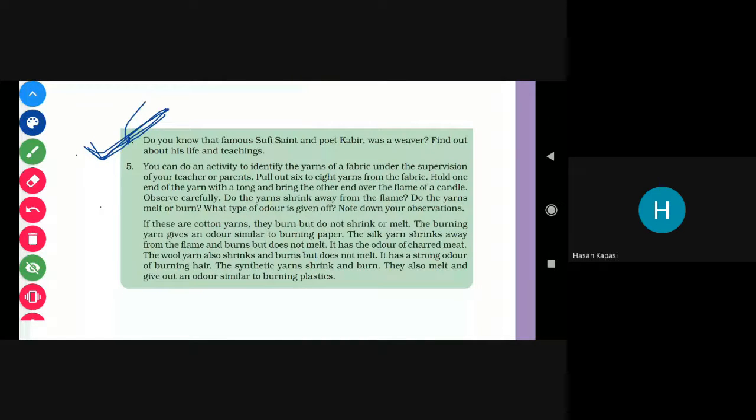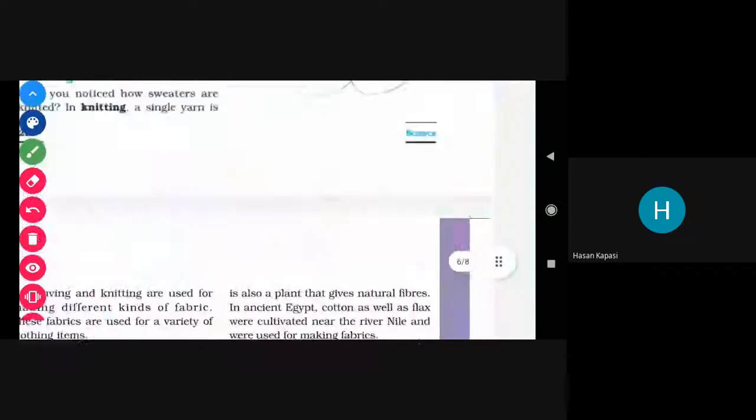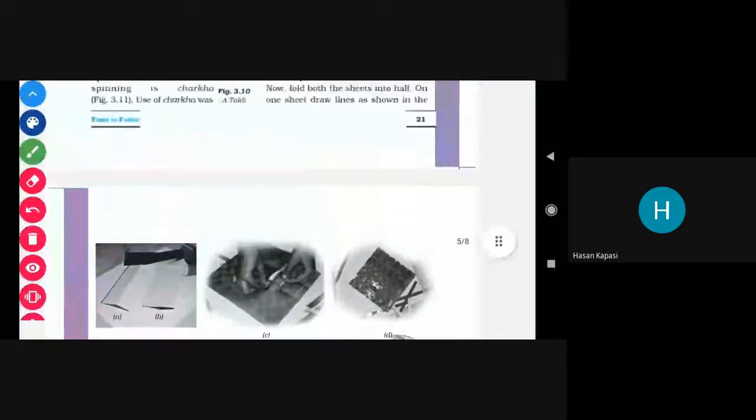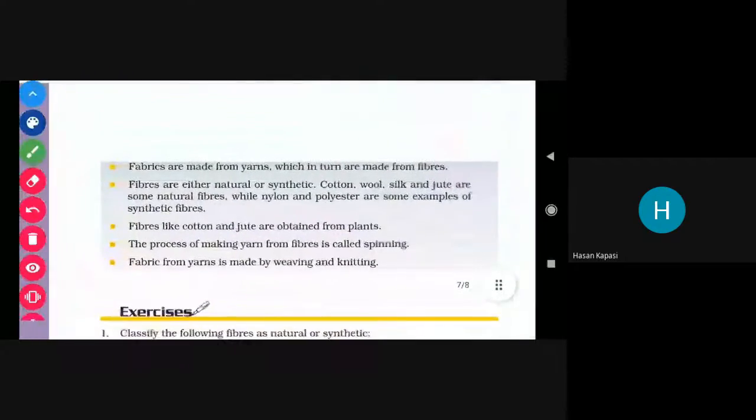Yes ma'am. Great. Now let's move on to something else which we can learn. You need to learn this for now, and then we will again go on video call. Okay, learn this. Fabrics are made from yarns, which in turn are made from fibers. Fibers are either natural or synthetic. Cotton, wool, silk, jute are some natural fibers. Nylon, polyester are some examples of synthetic fibers.